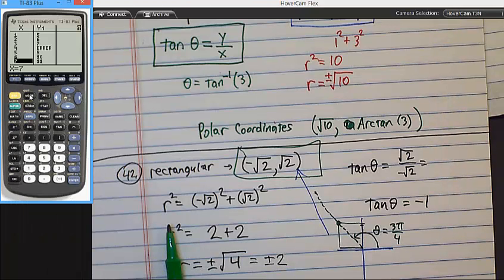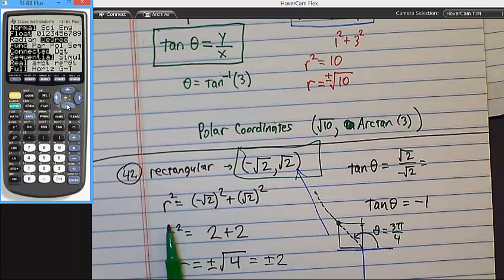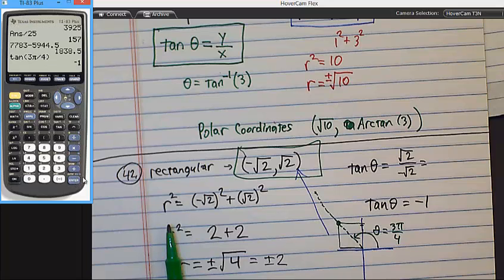I better check my mode, because it seems like lately I've been in degree mode. Let me go back to radian. And now let me type in, for example, the tangent of 3 pi over 4. Yeah, that's negative 1. So it really works. If you typed in inverse tangent of negative 1, oh, you wouldn't get 3 pi over 4. You'd get some negative angle, right?